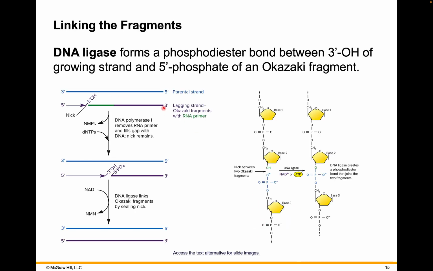So right here, you can see that this basically shows the parental strands and the lagging strands with the Okazaki fragments. And this will be just Okazaki fragments. You will have many of these kinds of structures, whereas in the leading strand you will only have one. So basically, right here is the 3' hydroxyl, and you can see that the DNA polymerase 1 removes the RNA primer, fills the gap, and the nucleotide monophosphate goes up, and the nick remains. So the only thing that the DNA polymerase 1 is doing is filling the gap, but not sealing the gap.